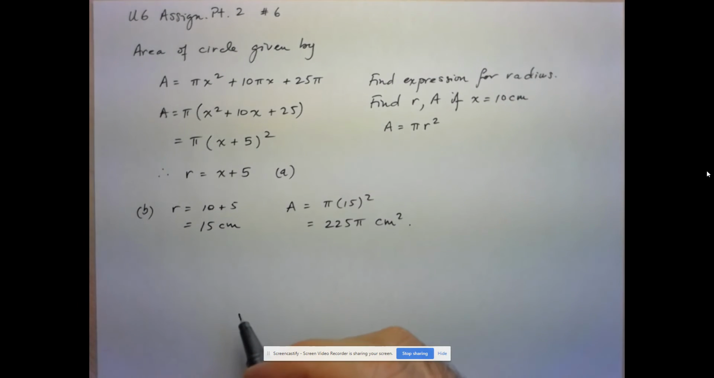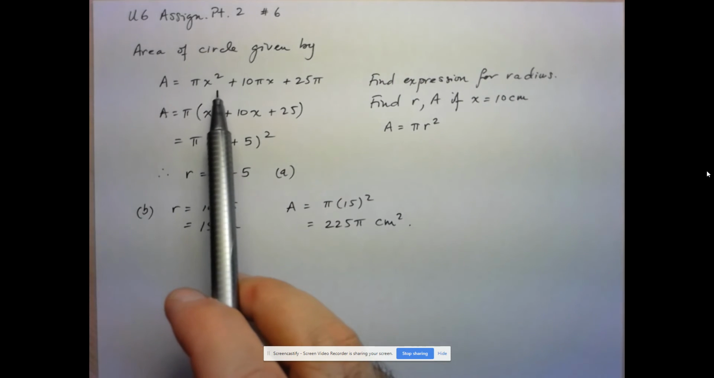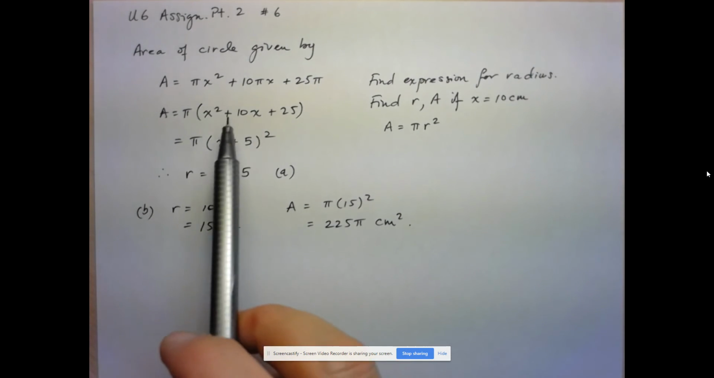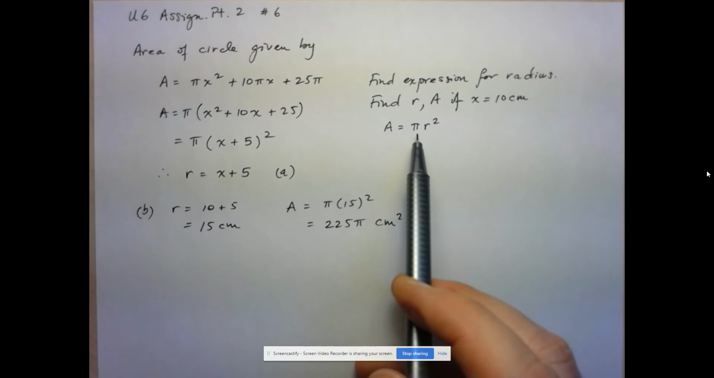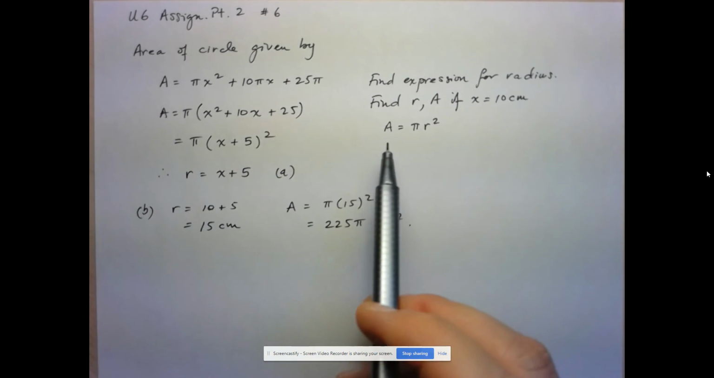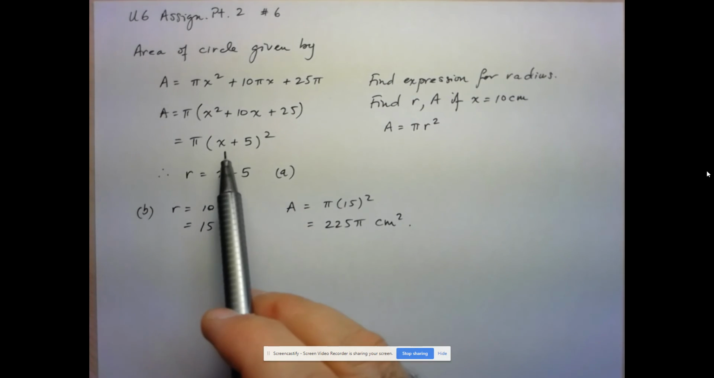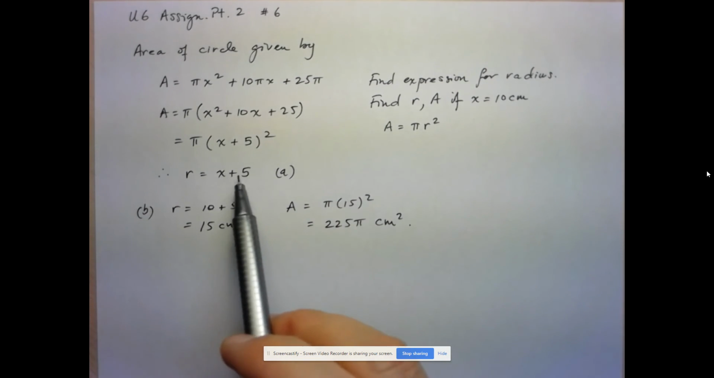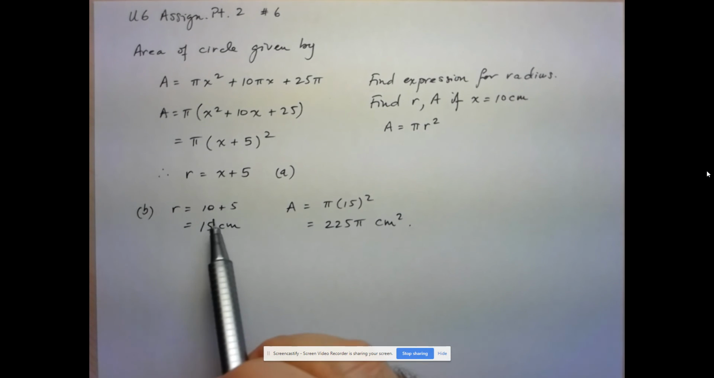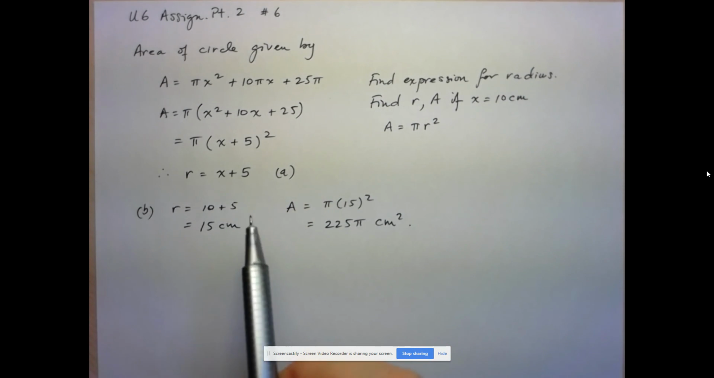All right, so just to recap a question like this, step number 1 is to take the expression you're given and rewrite it so that it fits the formula you have, which in this case was pi r squared for the area of a circle. And then from there, we were able to deduce what part of that expression represented the radius. And then once we had a particular value, we were able to calculate an exact radius and an exact area. Okay, that's it for this one.